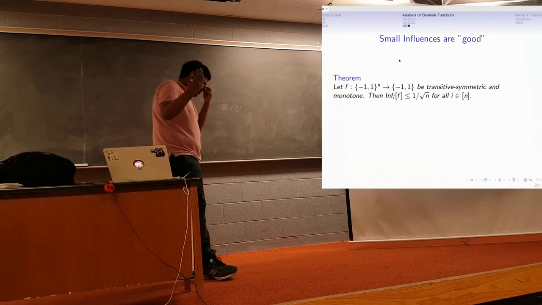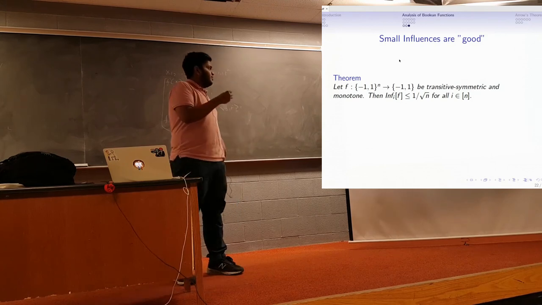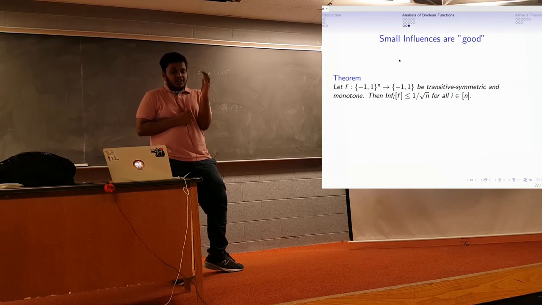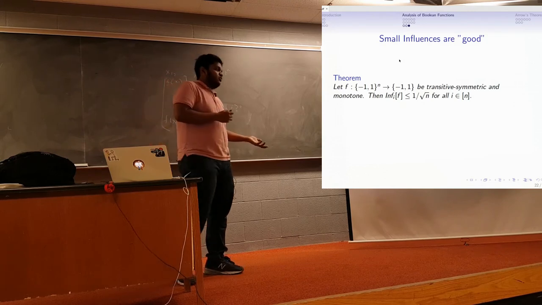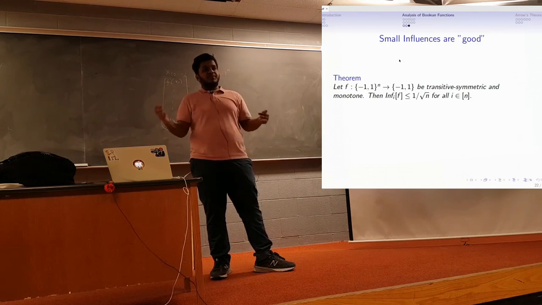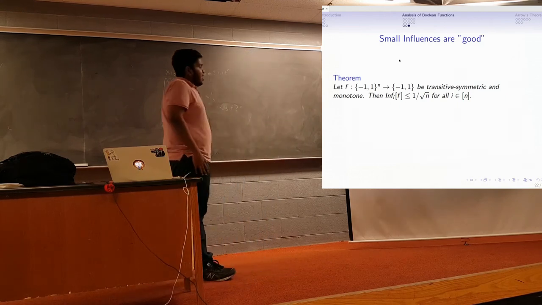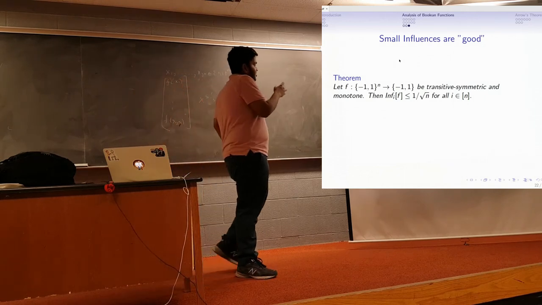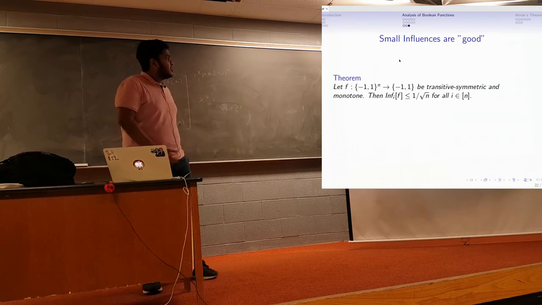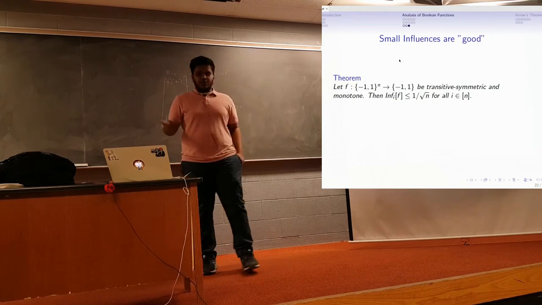Now, why are we talking about influences and defining derivatives and so on? The point is that we want functions that give each voter a small power. No voter should have a large influence over the election, because that would not be a good election. And ideally, you would have an election where the influence of each voter is distributed well amongst the voters and is small, so that no one person or group of people can influence the election. And that is exactly what this theorem gives us. This theorem tells us that if we have a transitive, symmetric, and monotone function, which both majority and the tribes function satisfy, then the influence of any index over that function is less than or equal to 1 over square root n, which is a pretty small quantity.